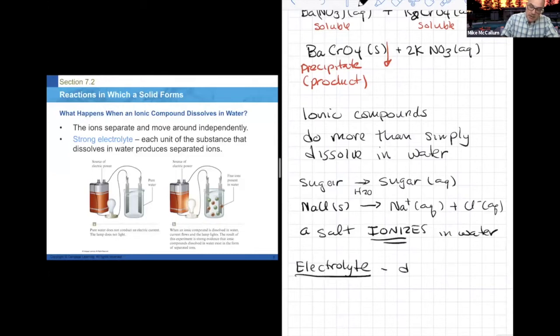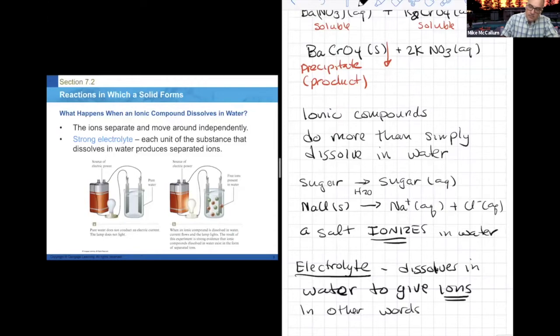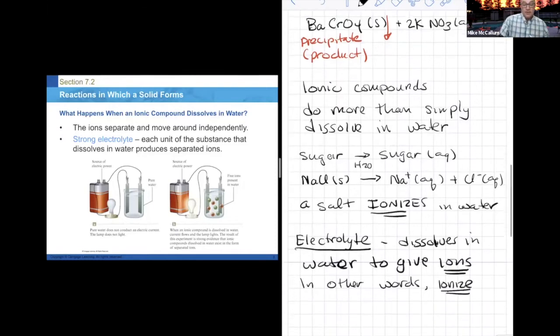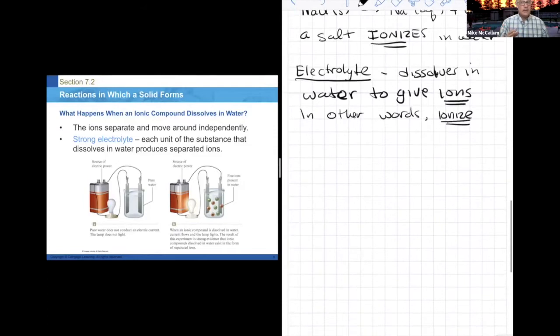An electrolyte dissolves in water to give ions, right? This is ionization. They ionize when we get them in water, they turn into ions. There's a way to measure this both qualitatively and quantitatively. Qualitatively, we can set up this pretty simple device. We have a device like this at school, which I can't show you because we're not at school. And it's a pretty good demonstration.